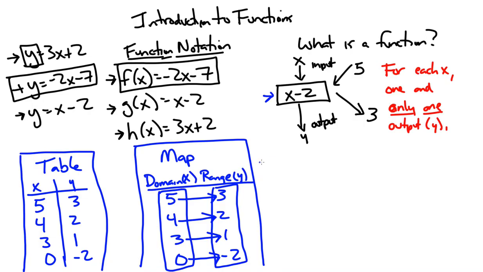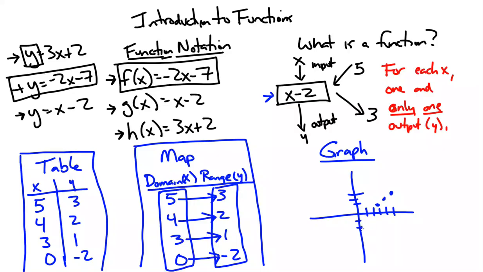The final way we can show this same information is with a graph. So if I have a graph, well, I've got the point 5,3. So that point there. I've got the point 4,2, that's that point there. I've got that point 3,1, that's the point there. And I've got the point 0, negative 2, that's that point there.